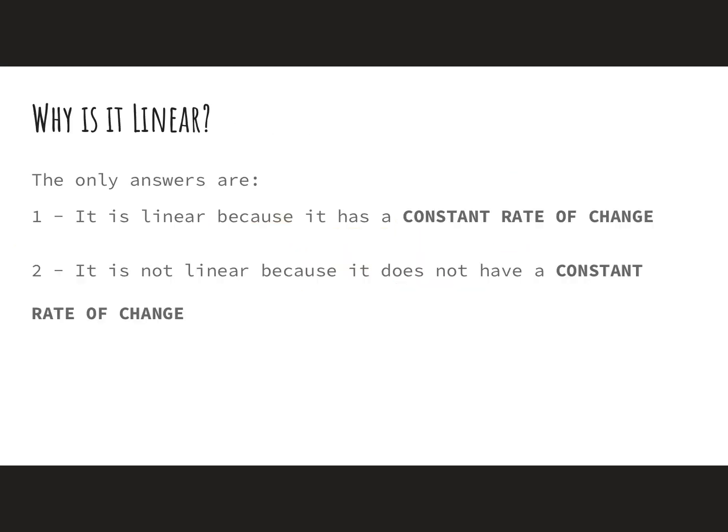So finally, why is it linear? First of all, there are only two answers for this. One, it is linear because it has a constant rate of change. Or two, it is not linear because it does not have a constant rate of change. That is the only reason things are or are not linear, is they have or do not have a constant rate of change.